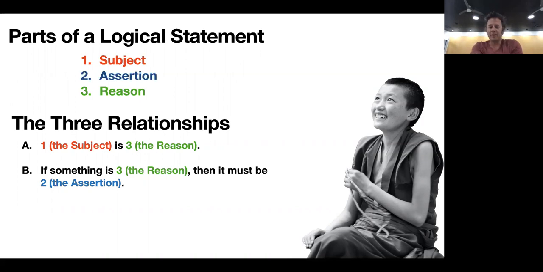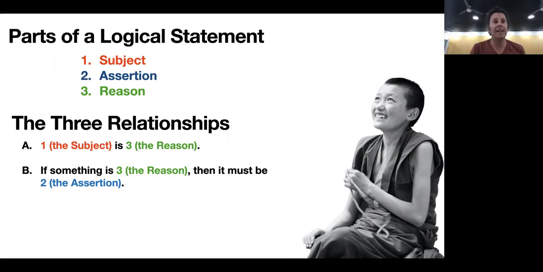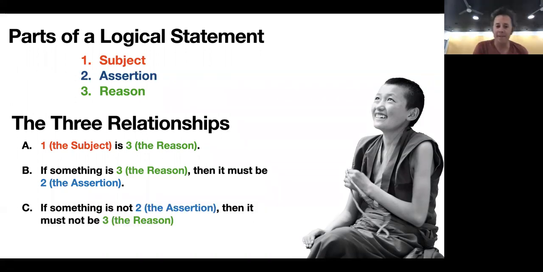All right, Rachel, channel that into a third relationship. You look like a football player. If something is not blue, it is not fast. Yeah, if something ain't blue, then it ain't fast. Yeah, great. If something's not two, the assertion, then it's not three, the reason.